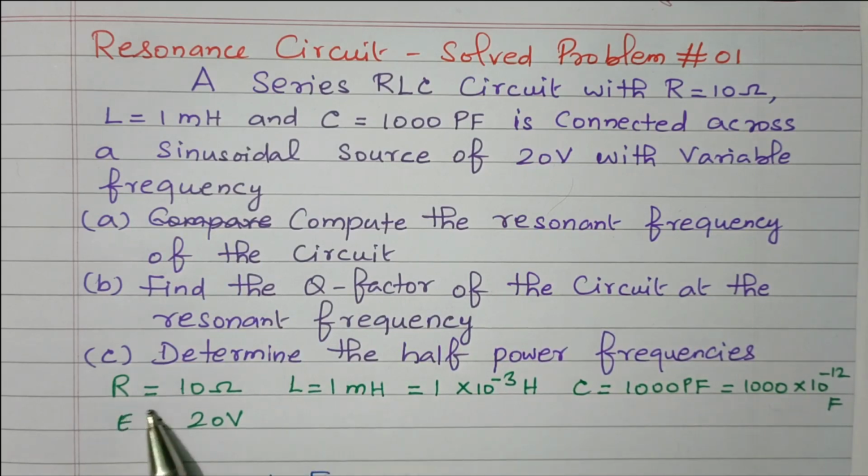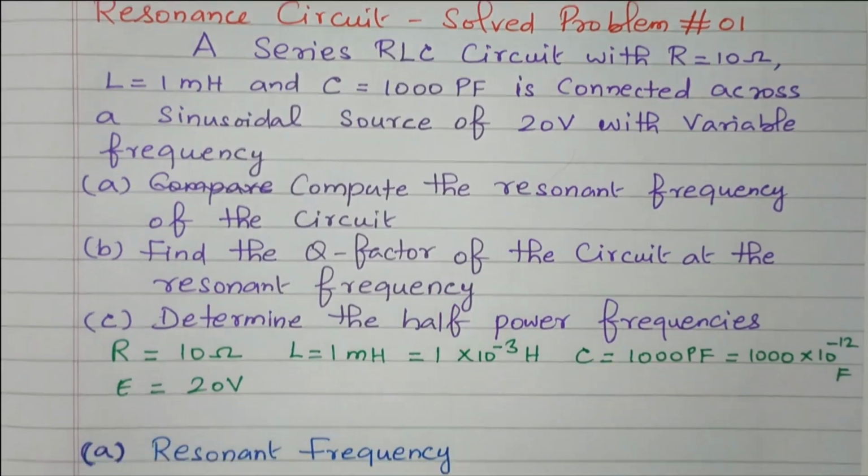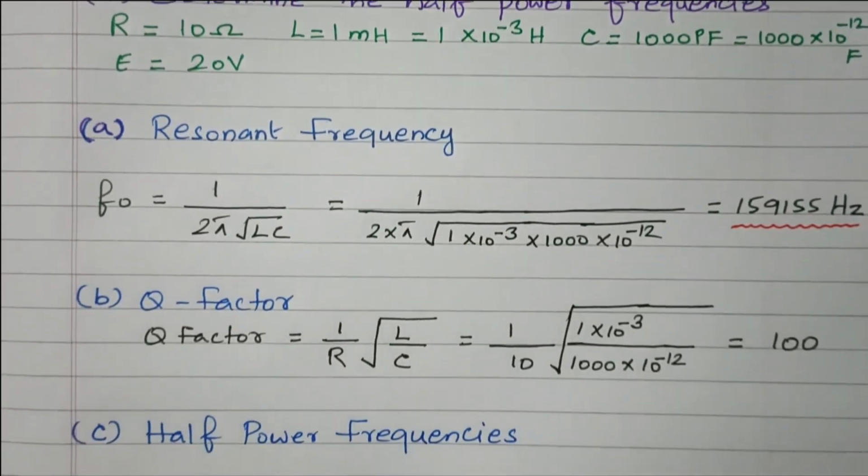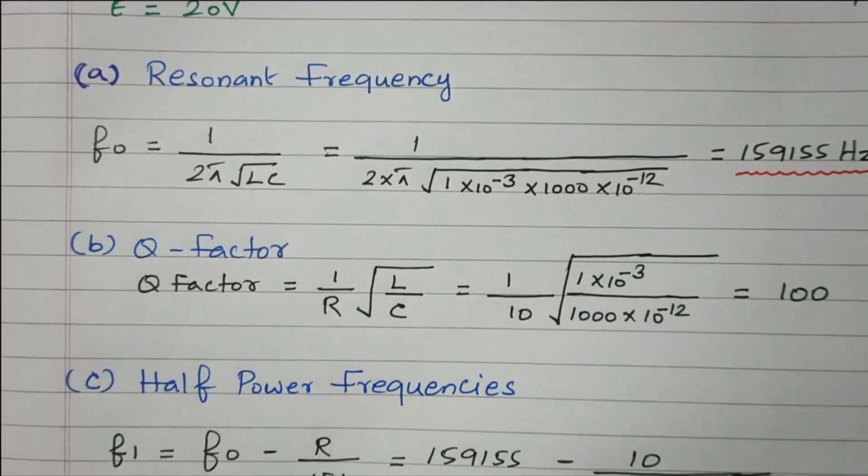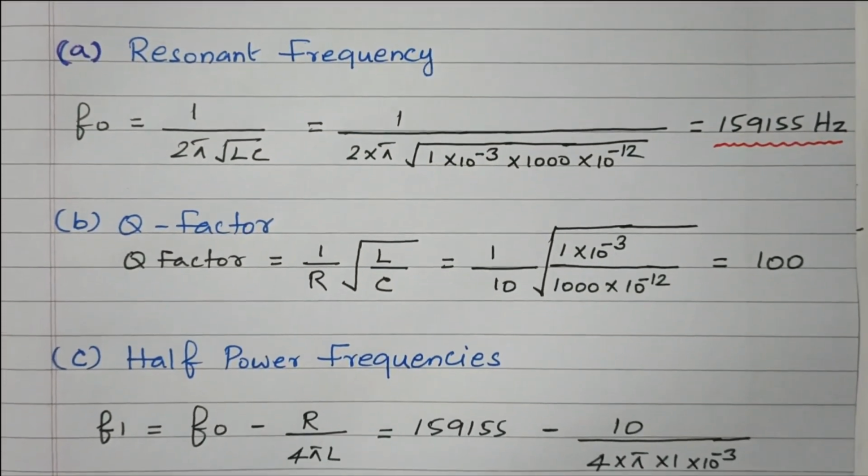So the given data, R equal to 10 ohm, L equal to 1 millihenry, that is 1 into 10 to the power minus 3 henry, C equal to 1000 picofarad, that is 1000 into 10 to the power minus 12 farad, and the voltage is 20 voltage. Now we'll identify the topics one by one. First one is the resonant frequency. First we need to find the resonant frequency.